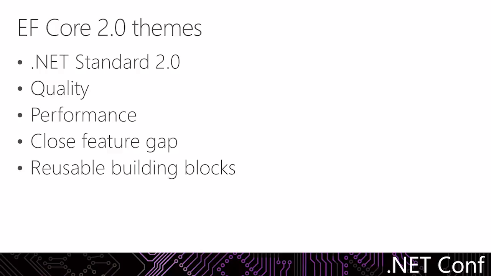Some of the themes of the new version are, well, it targets .NET Standard. You probably have heard about .NET Standard 2.0 a lot in .NET Conf. It's this subset of APIs that you can target and guarantees that your code can run on different .NET implementations. We also had a big push for improving the quality and reducing the number of bugs that we had in the first version. Andrew, would you like to talk a little bit about the query improvements that we did, for instance?